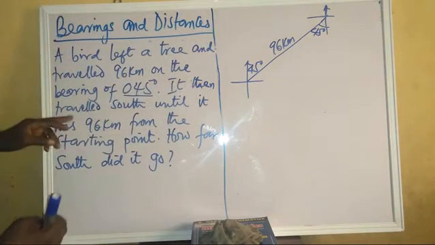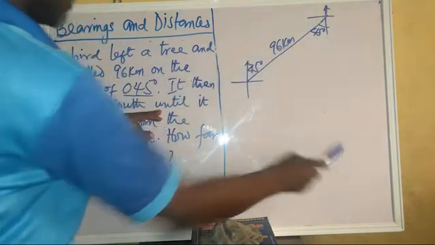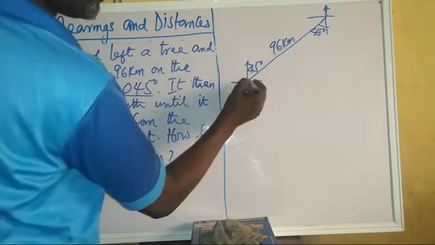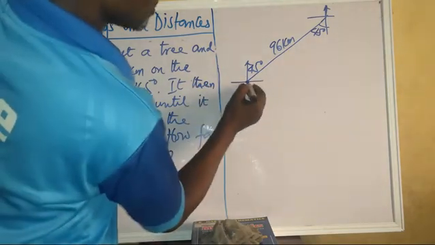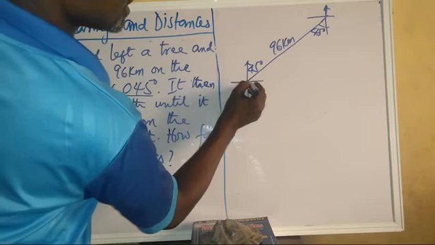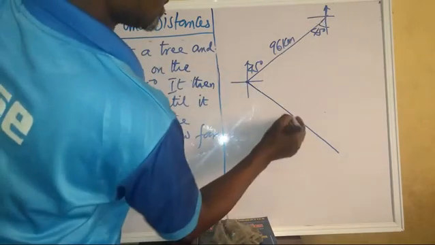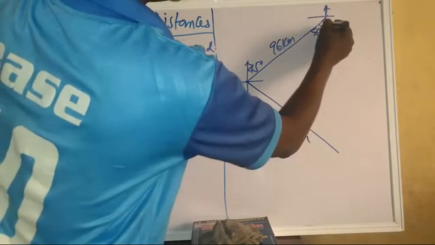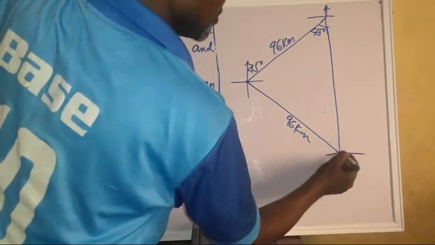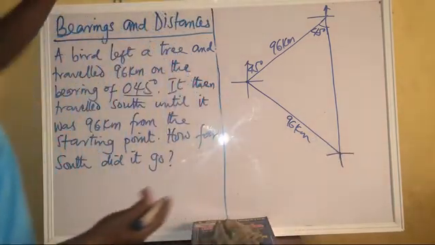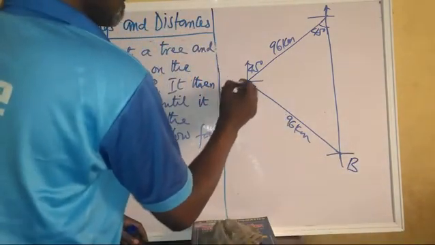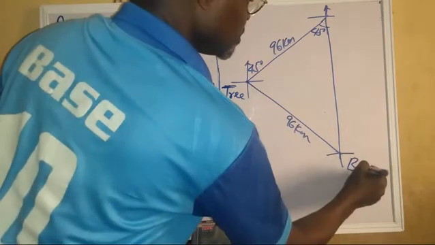It then traveled south until it was 96 kilometers from the starting point. This is the starting point. Don't forget, it goes until it is 96 kilometers from the starting point, meaning that another 96 is like this, 96 kilometers south of this one. So there are still the other 4 cardinal points here. This is what we have. The bird is presently here. This is the tree. This is the bird.